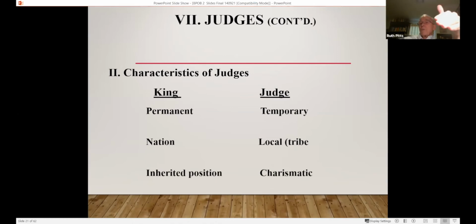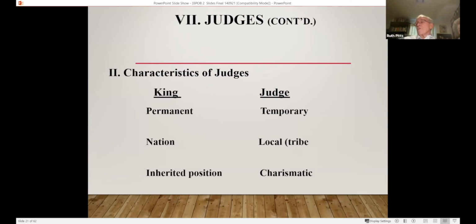This is an inherited position. Now look at a judge. This is temporary. I've got to go out and lead my people against a foe and see if we can defeat them. And this may be one tribe or two or three tribes, but almost never all 12 tribes. So how are you going to choose these people? Well, they're people who have a certain gift of leadership.